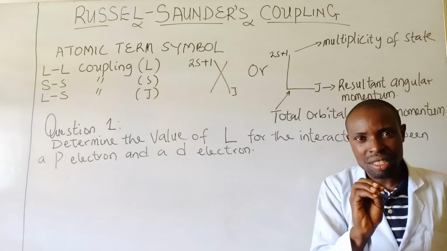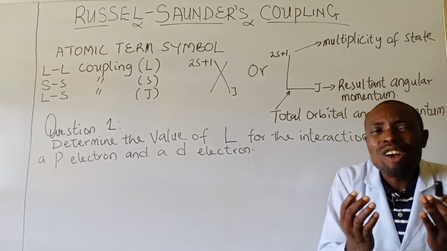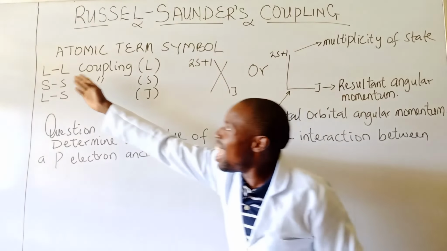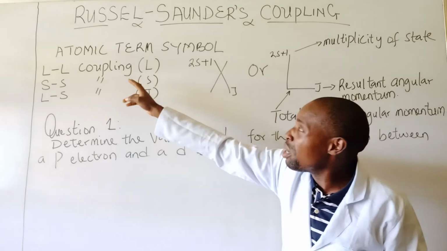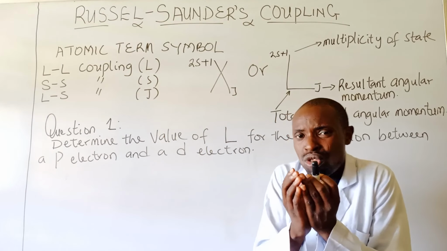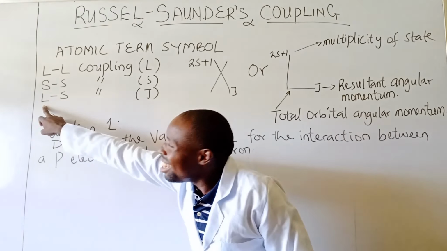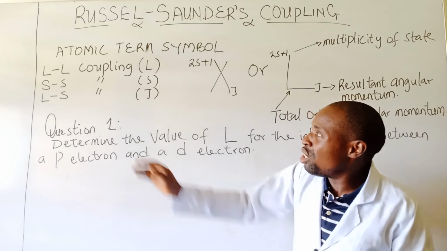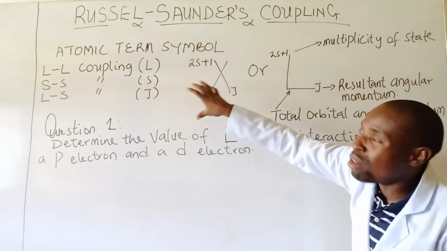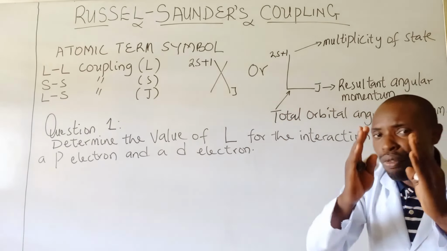Now, looking at the board, what we call the Russell-Saunders coupling, from the word coupling, basically involves the coupling of angular momenta of atomic orbitals. There is the L-L coupling, which gives rise to what we call L, the S-S coupling of electron spins, and lastly the L-S coupling, which gives rise to the symbol J. Everything here boils down to the Russell-Saunders coupling, and it is a very easy area in chemistry.